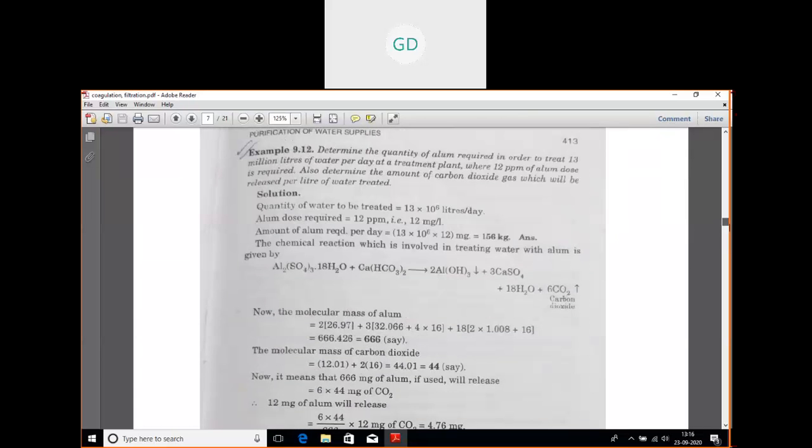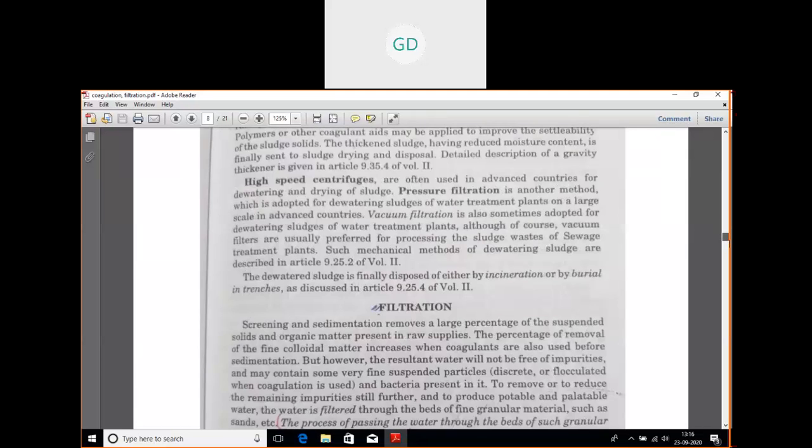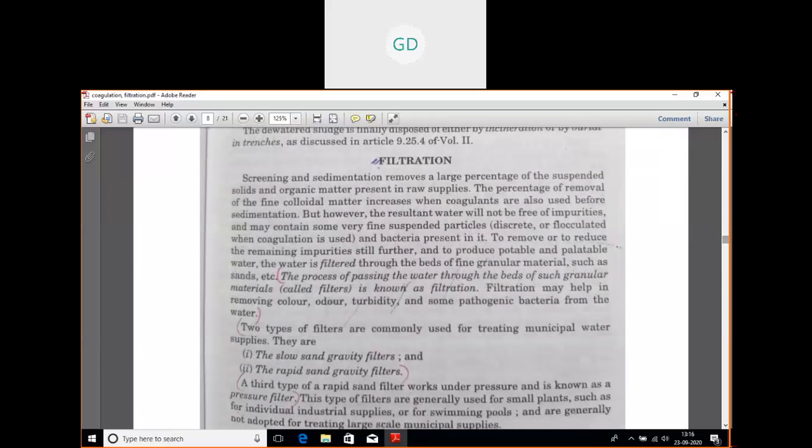So the coagulant part we have finished. With this numerical we have finished the coagulant part, that is, sedimentation aided with coagulation. Now next we proceed to filtration. See, you have done plain sedimentation, then after plain sedimentation you have done sedimentation aided with coagulation, right?